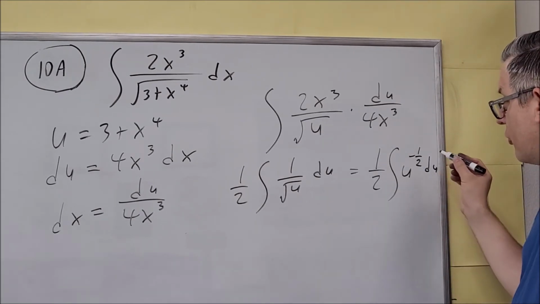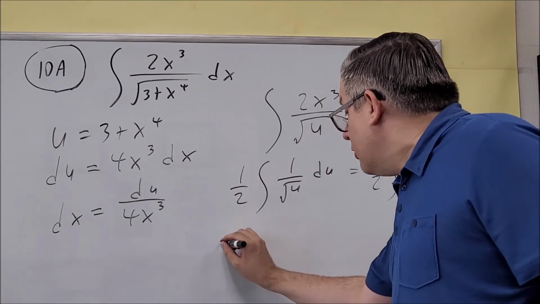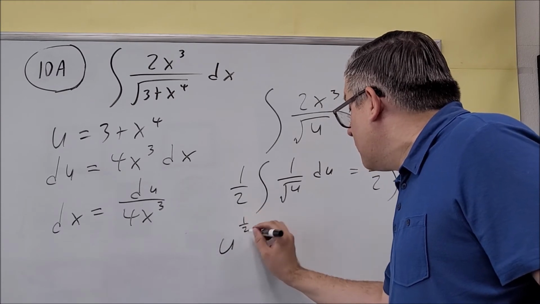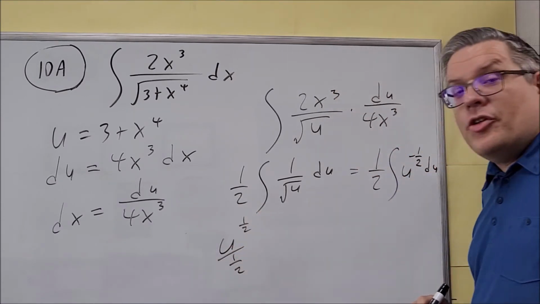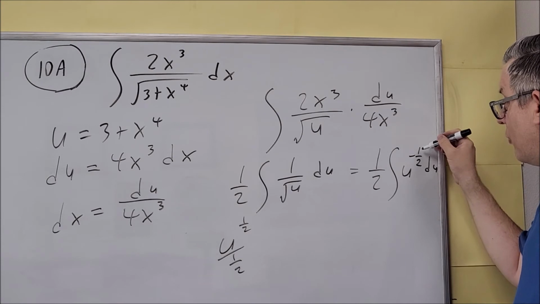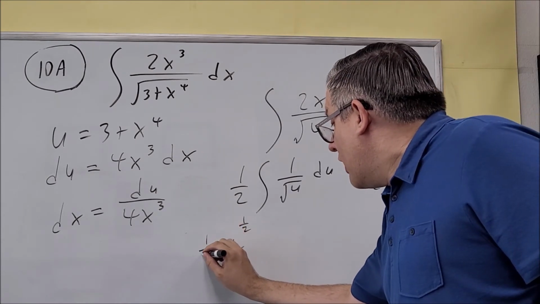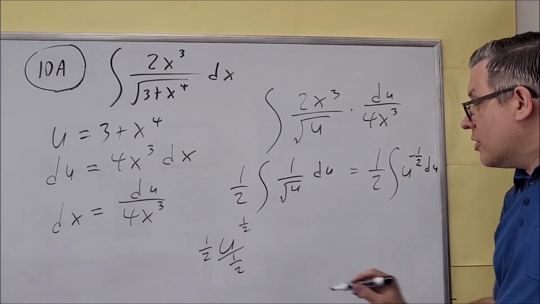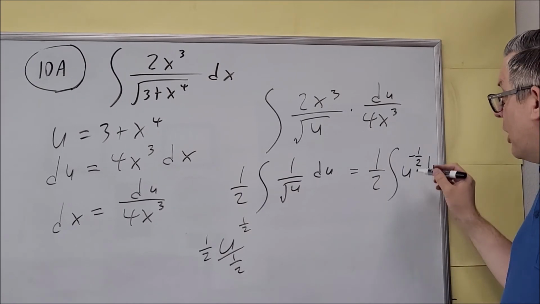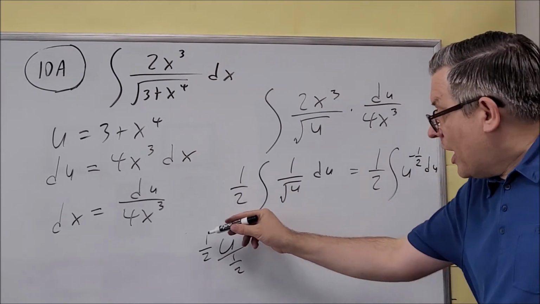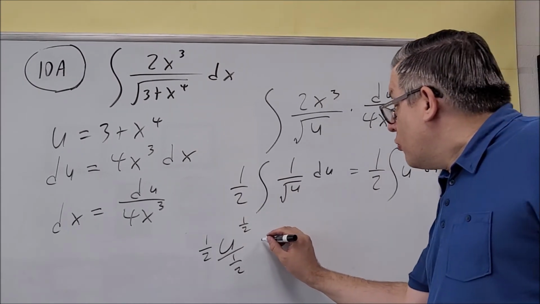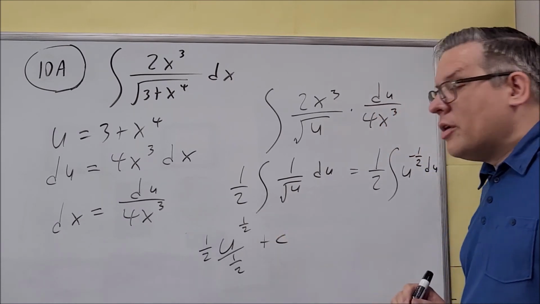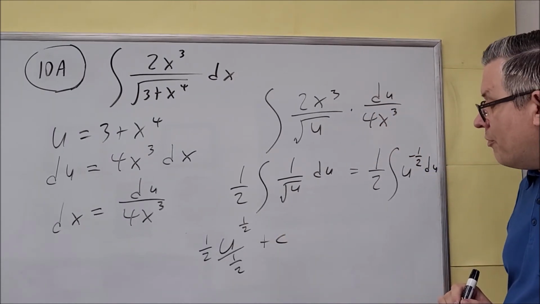Inverse power rule. So for doing that one, we're going to raise the power by 1 and divide by the new power. It was negative 1/2. Of course, we also have the 1/2 out front that was right here. Raise the power by 1, divide by the new power, so we have this right here. We are going to put a plus c on this one because it is an indefinite integral.